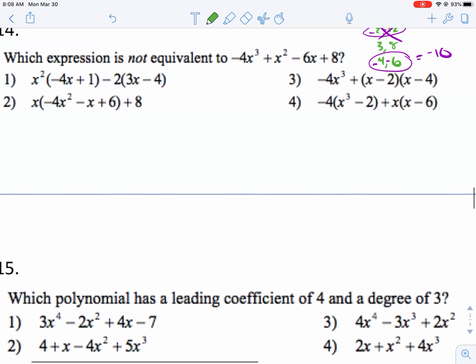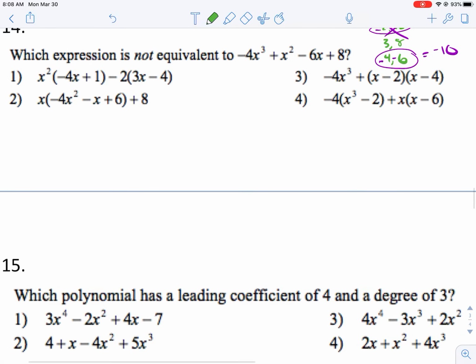Okay. Let's take a look at number 14. Now 14 is a bit tricky in a sense that we haven't really covered a problem that looks specifically like this, but I don't think it's too hard to just show you guys what it is that they want. So again, we're looking for an expression that is not equivalent to this one on the top, which means that 3 of these are going to be equivalent to this expression right here. So one of these is not.